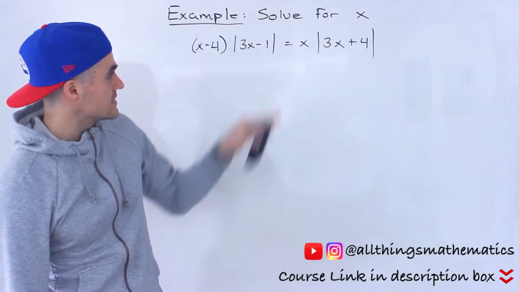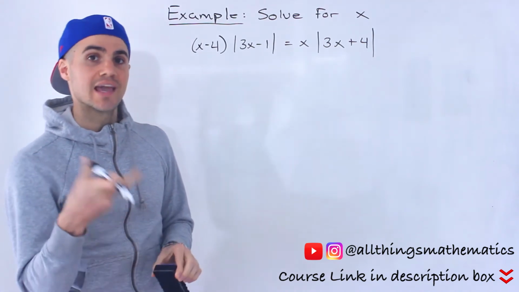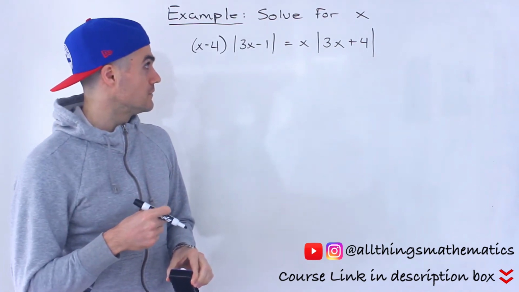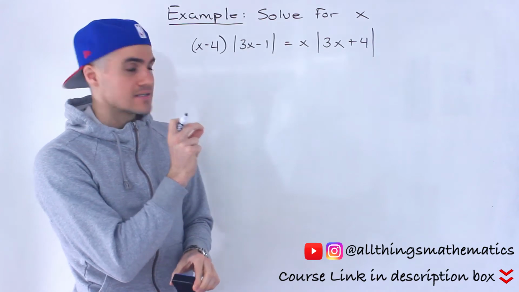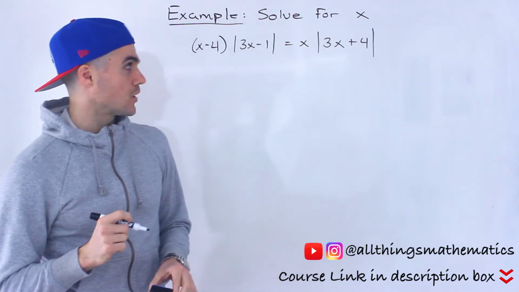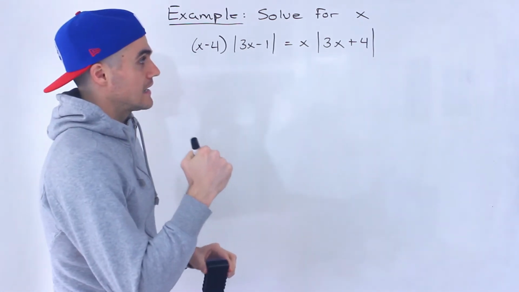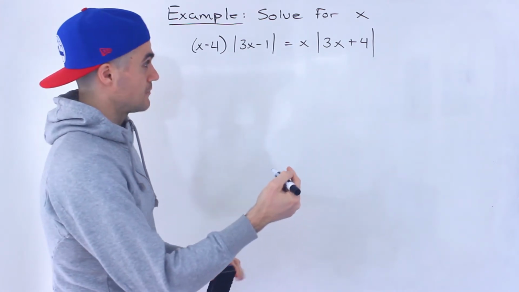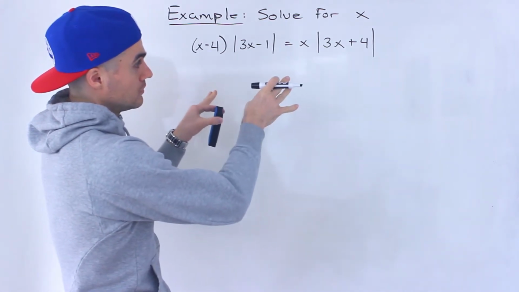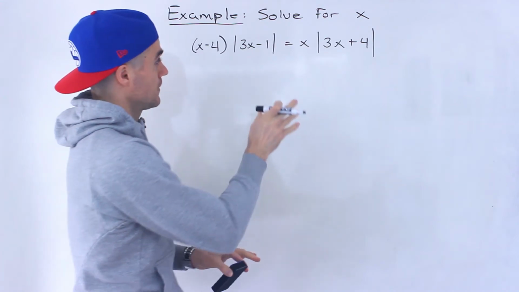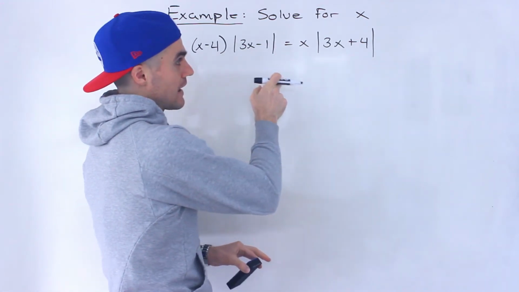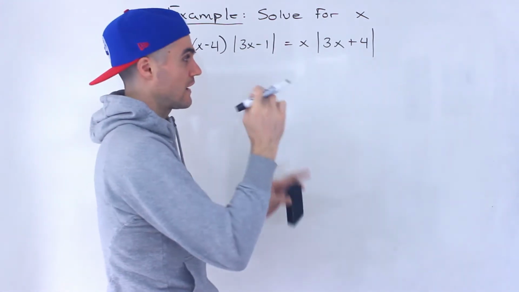We have to solve for x in this equation: x minus 4 times the absolute value of 3x minus 1 equals x times the absolute value of 3x plus 4. So like we did in the previous examples where we had multiple absolute values within an equation, what you want to do is take the absolute values, change them to piecewise functions, and find those breakpoints.